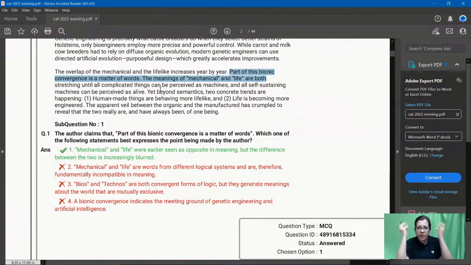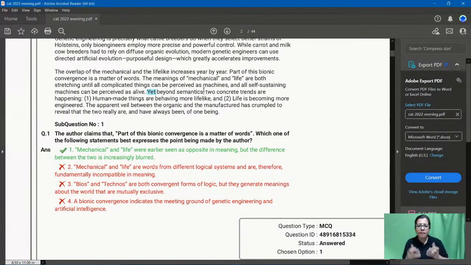Even if you are not clear about it, go further down in the paragraph and you'll be able to understand. The meanings of mechanical and life are both stretching until all complicated things can be perceived as machines, and all self-sustaining machines can be perceived as alive. Then there is a change of tone. Yet I'm intrigued by that.